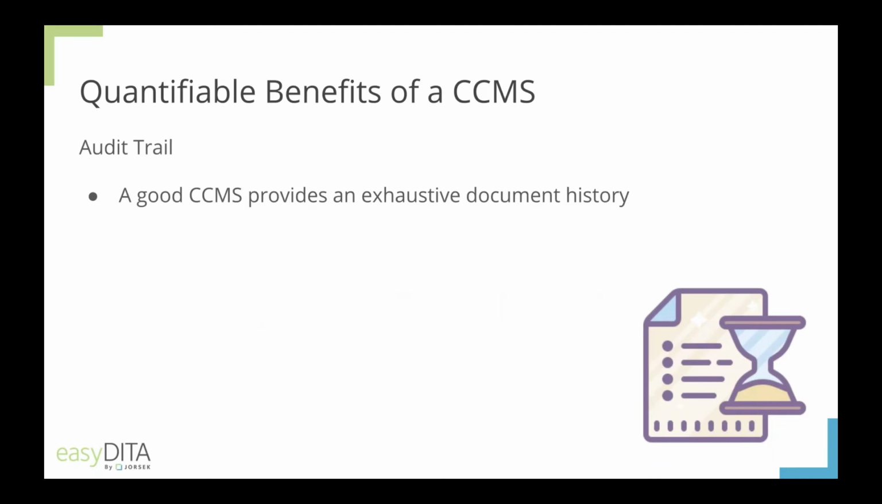Okay, another quantifiable benefit of a CCMS is that CCMSs will provide a full audit trail, an exhaustive document history. This should include every change that's left on a document, including word changes, text changes, element changes, the way the structure of the document shifts and changes over its life cycle. And it should also include a history of all of the comments that authors and reviewers leave on a document.